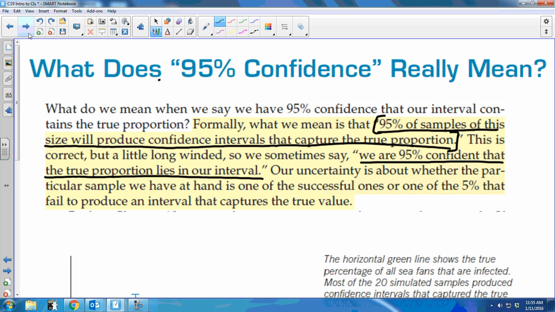Now, you need to understand this as well. This is going to come up in multiple choice questions all the time, so you might want to write this down. What does 95% confidence really mean? It means that 95% of samples of this size will produce confidence intervals that capture the true proportion. So out of all the possible samples you could ever take, if you made a confidence interval for every single one of them, so we made a confidence interval for every single sample in our sampling distribution model, 95% of those confidence intervals would capture P. That's what that means.